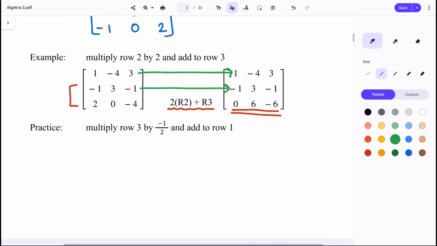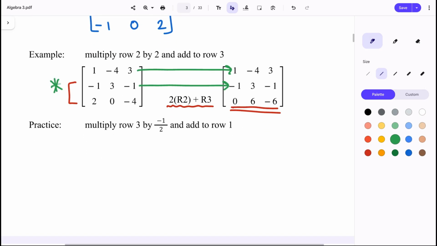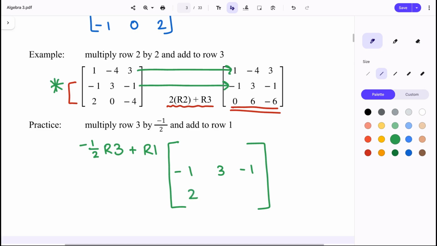Okay, so on this next one, again, this is your original matrix here. What they want you to do is take row 3 times the -1/2, and then add it to row 1. So the row that should change is your top one. The bottom 2 rows should stay as they are. For this top one, you're going to take -1/2 times row 3 and add it to row 1.